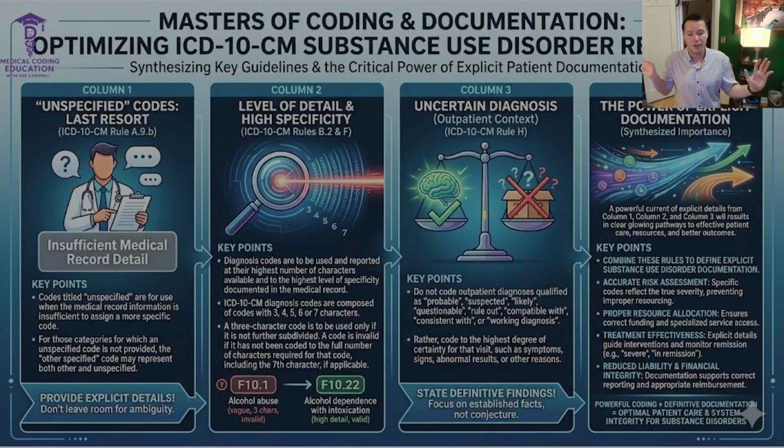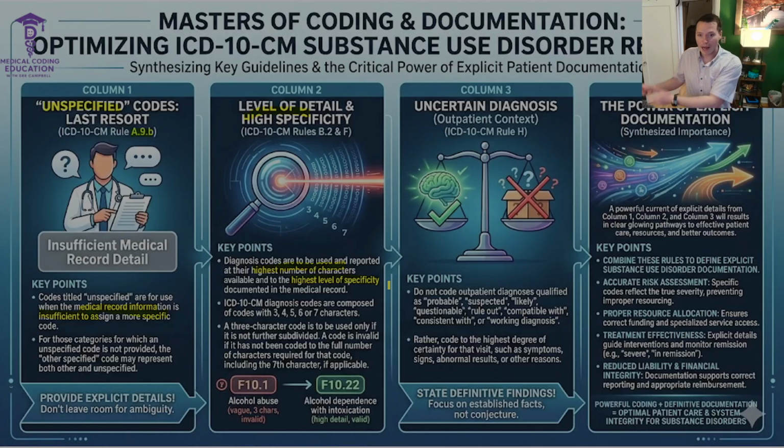And finally, just to put a big pretty bow on everything, here are the coding guidelines and why everything's so important. Unspecified codes should be used as your last resort based off of the following guidelines. A.9.b, codes titled unspecified are for use when the medical record information is insufficient. What I really want to take from this one is that we move on to the level of detail when it comes to coding. Coding guidelines make it clear that we must code to the highest number and highest level of specificity possible.